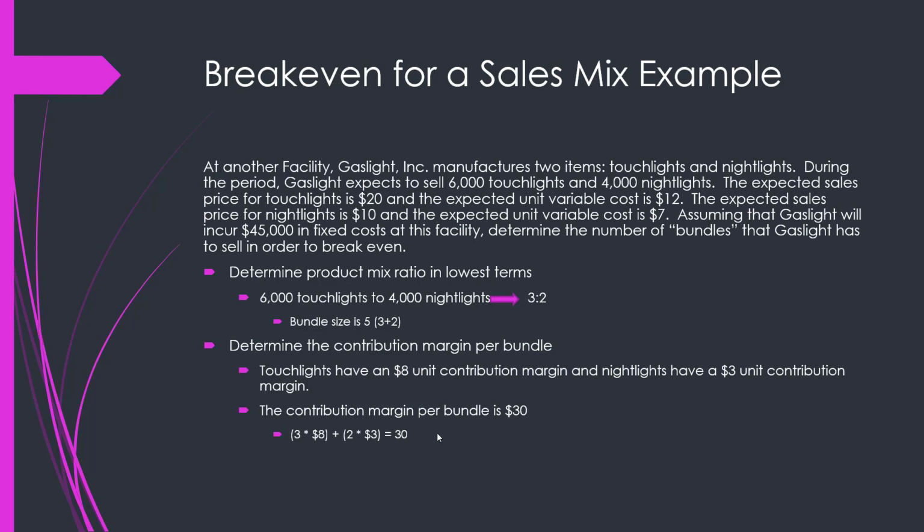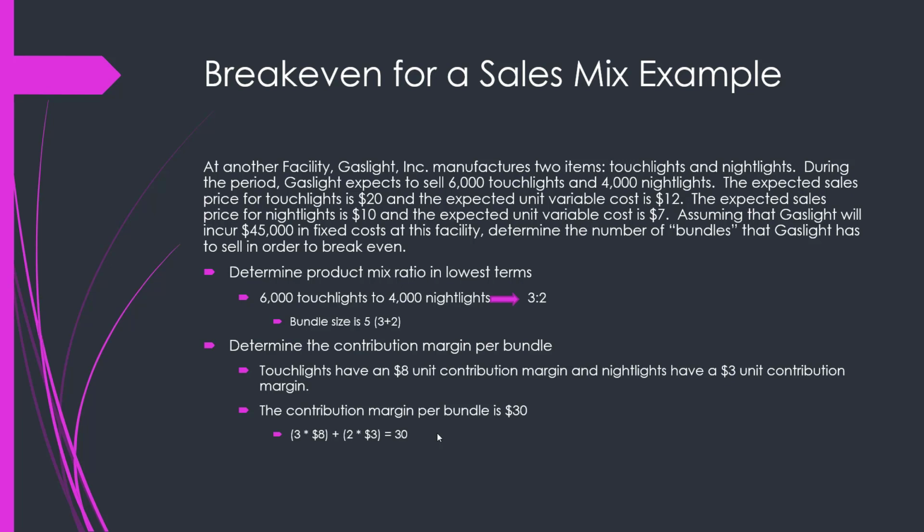Let's do this for a larger set of numbers. We have Gaslight. They're going to manufacture 2 items at one facility, touch lights and night lights. And during the period, they expect that they're going to sell 6,000 touch lights and 4,000 night lights. We could do these calculations with 6,000 and 4,000. The problem with that is you're going to get huge numbers that you have to work with. It's much easier on you mathematically to reduce this down to lowest terms to start with.